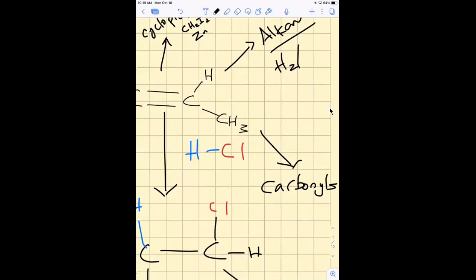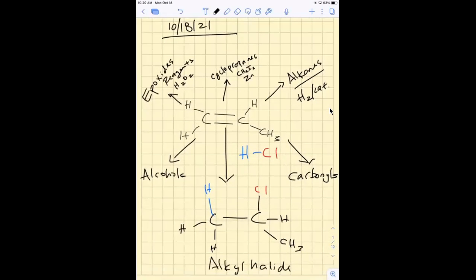And in the presence of a catalyst, some type of catalyst, palladium, platinum. It depends on what type of hydrogenation you're trying to do.